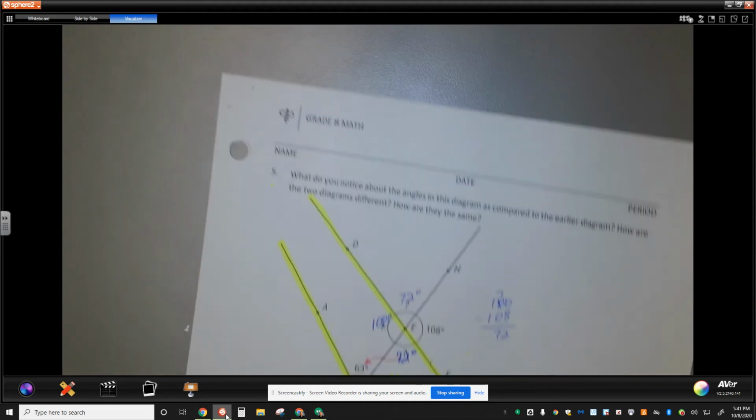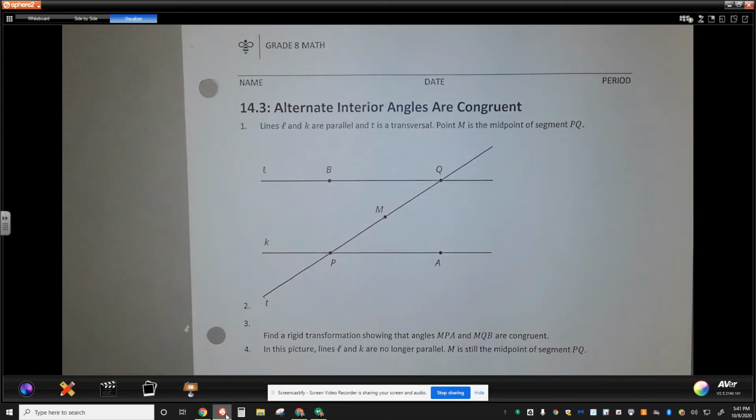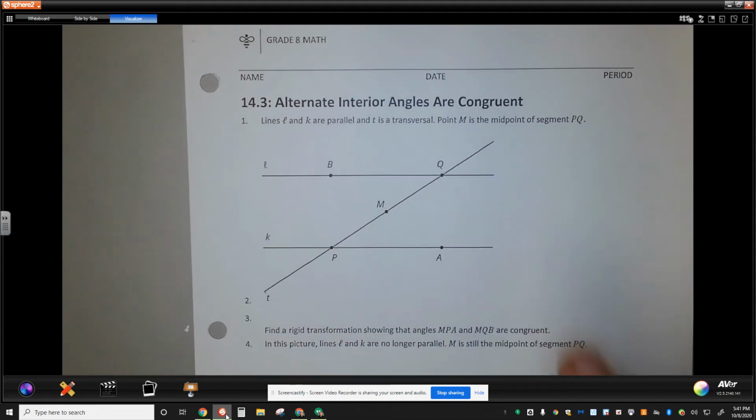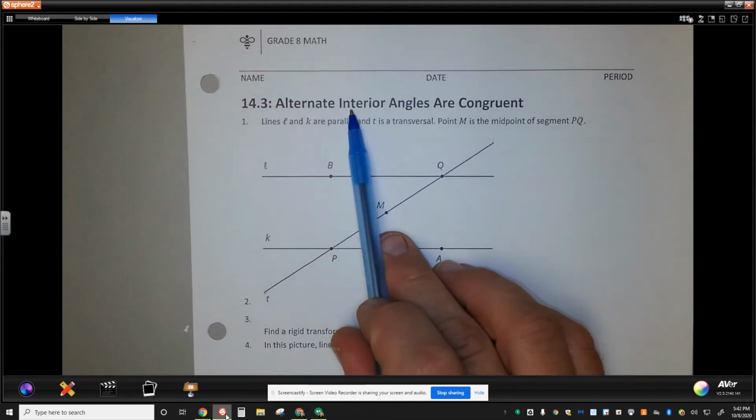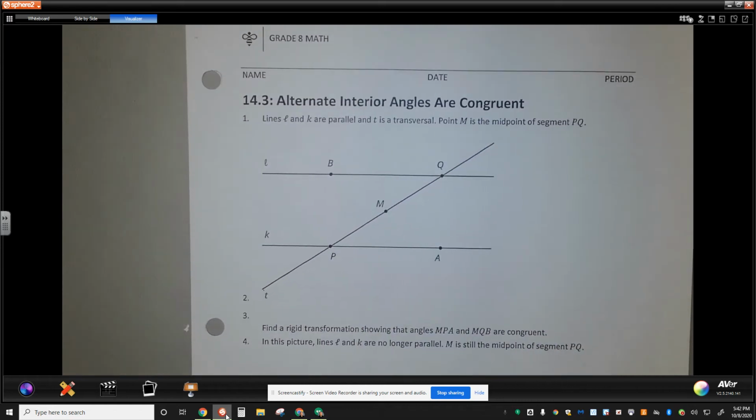Alrighty. Let's get to the evidence part. I made a claim that alternate interior angles are congruent. And I just made that claim. I put that out there. I showed you that I can translate from one line to another. But when we talk about alternate interior angles, we have to talk about a different kind of transformation.